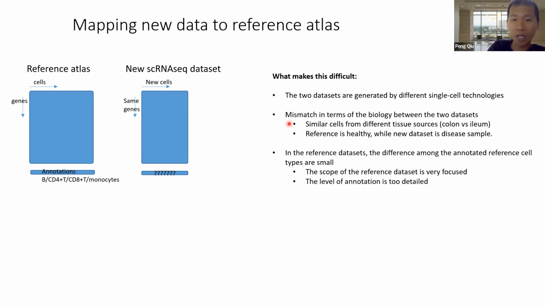Maybe they are coming from similar cell types, but coming from different tissue sources. For example, colon versus ileum, right? Or maybe the reference and the new data sets are again about the same biology, but under different disease conditions. Maybe the reference is healthy and the new data is a disease sample. Okay, and for both of these reasons, the consequence is that there will be some batch effect between the reference data and the new data, so that the relationship we learned down here, when we try to apply that relationship to new data, is not directly applicable.